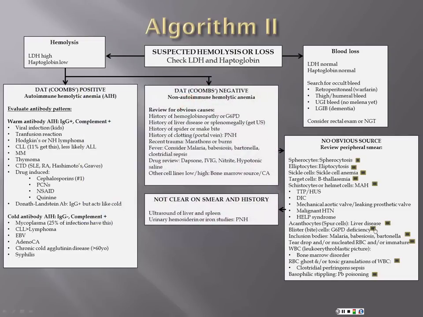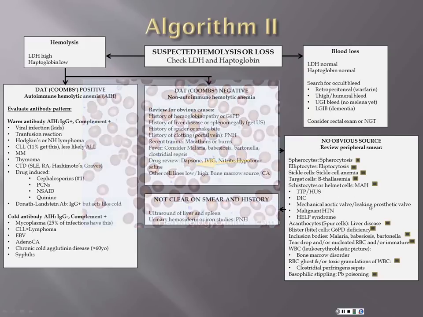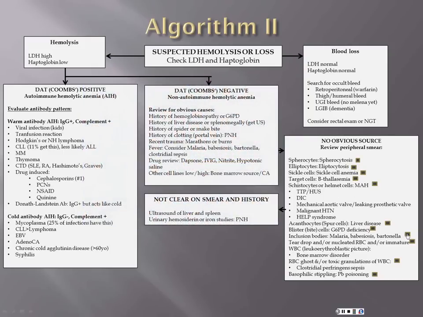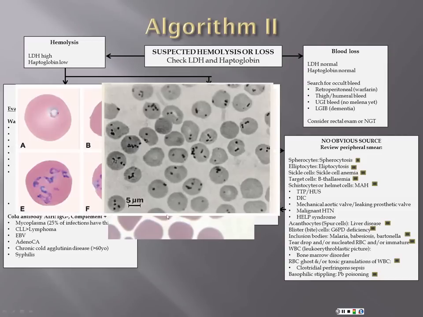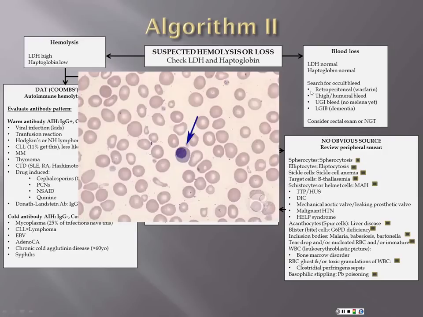Blister cells are a classic finding in G6PD, and if you see it before it's processed, they have Heinz bodies, which are small inclusion bodies within the cell. We could possibly have malaria, babesiosis, or Bartonella. This is Bartonella, which would be inclusion bodies. And then we could have teardrop or nucleated cells.